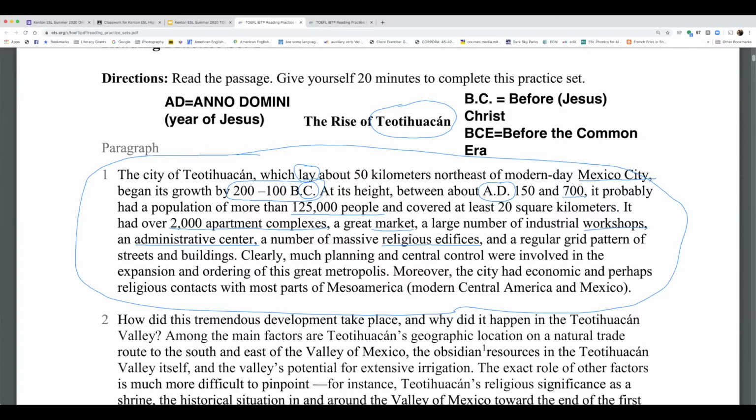Yeah, and we see that they had some sort of organization. In fact, it says they had streets and buildings, and they had much planning and control. So it sounds like basically this is maybe an example of one of the first organized cities that we might see here in Central America.